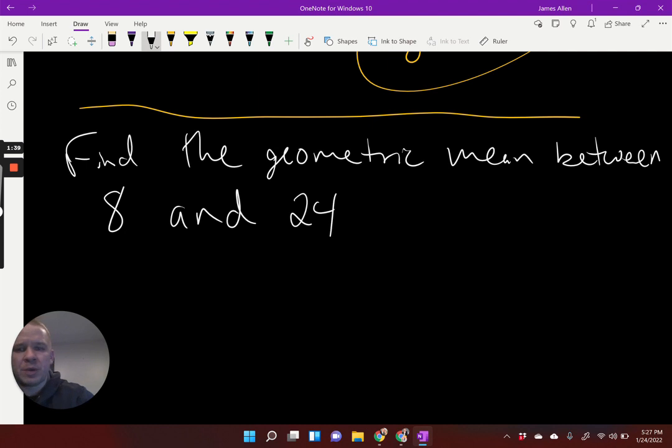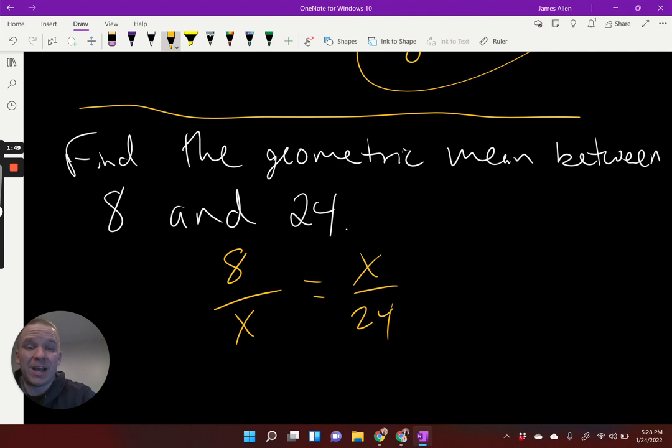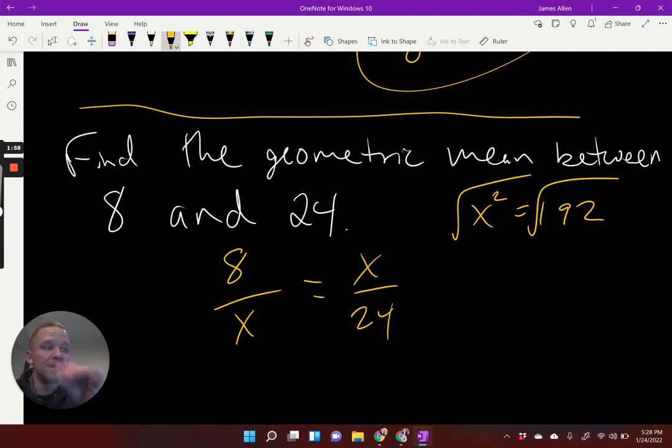Find the geometric mean between 8 and 24. So if I'm trying to find the geometric mean, I'd have to set it up as 8 over x equals x over 24. Now when I cross multiply, I'm going to get x squared equals 192. Now I need a square root to solve. And we're going to leave this as a simplified radical.